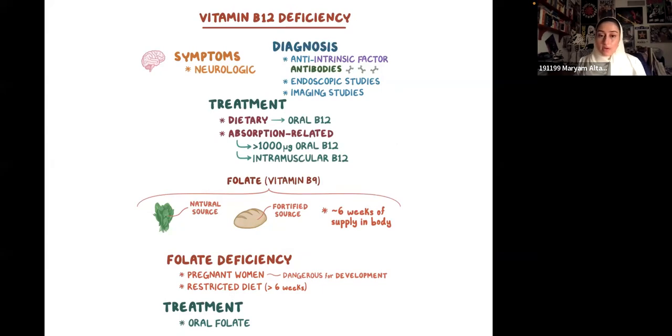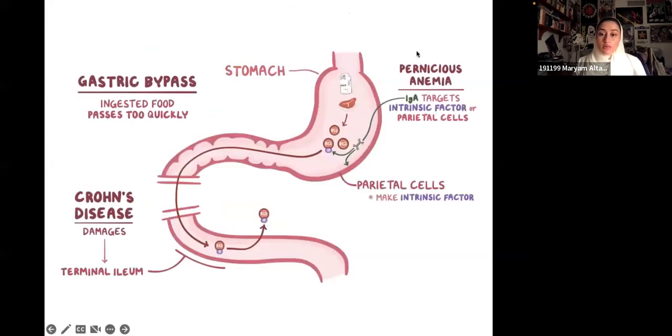All right. So again, this is just telling you what I was telling you. You have the parietal cells that are making the intrinsic factor. Either you have a gastric bypass or a full gastrectomy, no parietal cells. What if you had pernicious anemia, which is the anemia where you have IgA targeting the intrinsic factor or the parietal cells? Again, you won't have intrinsic factor. Or you have Crohn's disease that damages the terminal ileum, which is where you absorb your B12. So these are just the different causes.